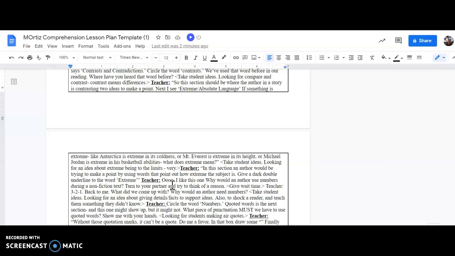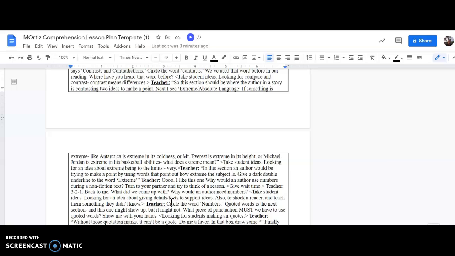I'm going to go ahead and say, ooh, I like this one. We're going to talk about the numbers and nonfiction. Why would we have that? Turn to your partner and try to think of a reason. All right, give wait time. Then I'll go ahead and explain that we're trying to give like details, facts to support ideas. We want to shock the reader, teach them something they didn't know.